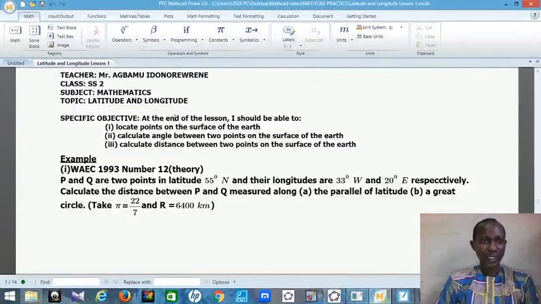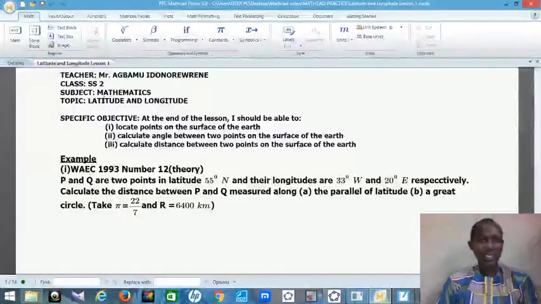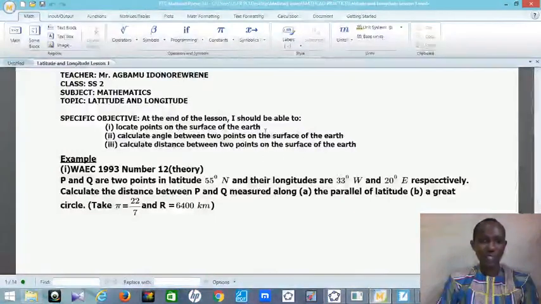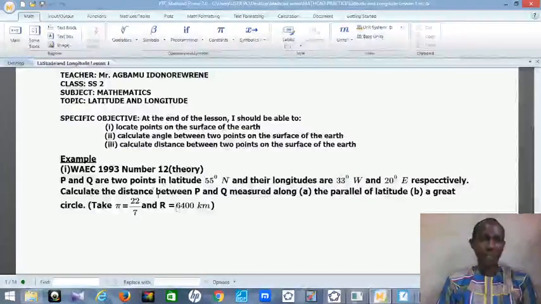Hello, in today's class I'm going to teach us latitude and longitude in mathematics, and these are my objectives. So let's go straight to what I have for you today. I want to solve some latitude and longitude questions from WAEC past questions. I'm starting with this one, 1993 number 12 WAEC question. It's a theory question. I want us to pay attention and follow this lesson very well.